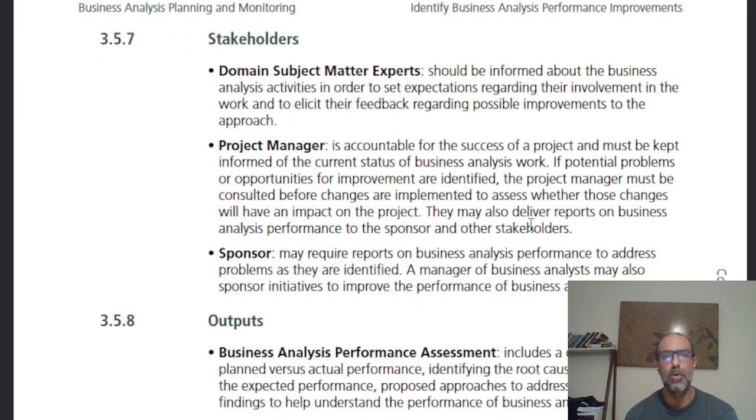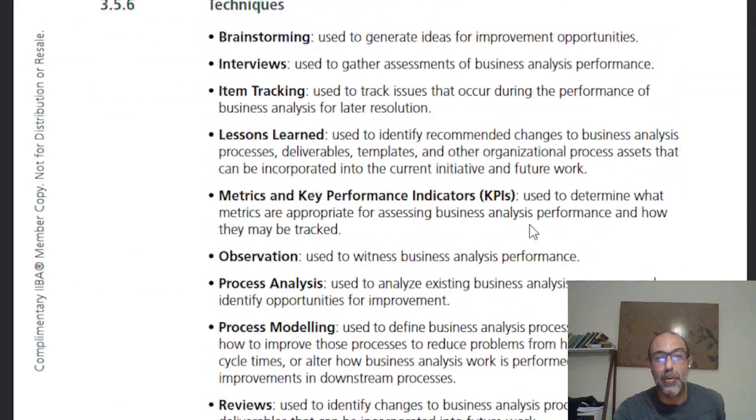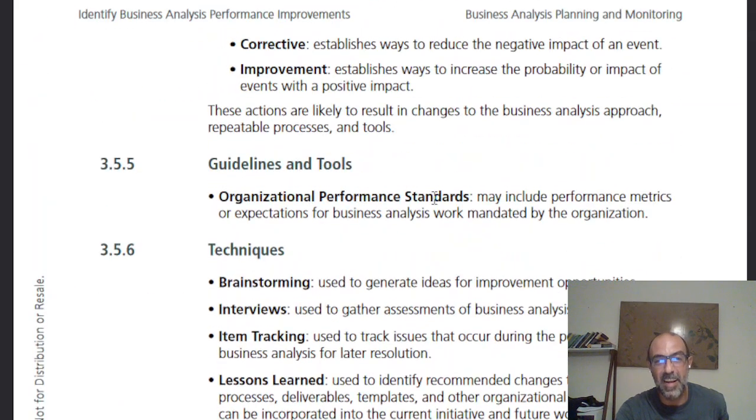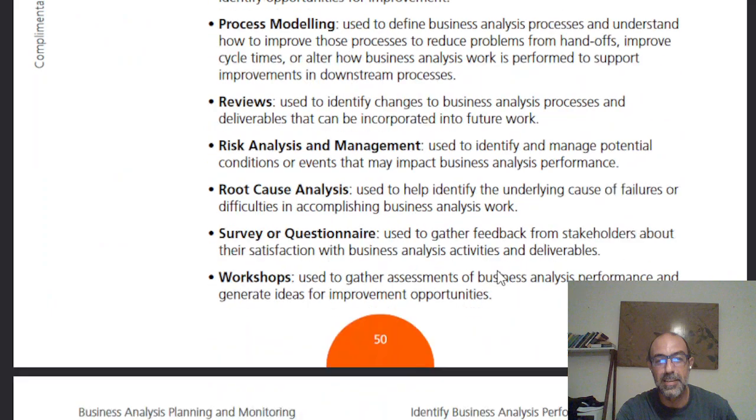Before last, stakeholders. Who might be the stakeholders that we're working with? Domain subject matter experts should be informed about the business analysis activities. In order, of course, there are sponsors and project managers. Notice in this one, there is no regulation, right? Because ultimately, we're applying the entire performance based on the organization's, basically, whatever the organization thinks has as standards.